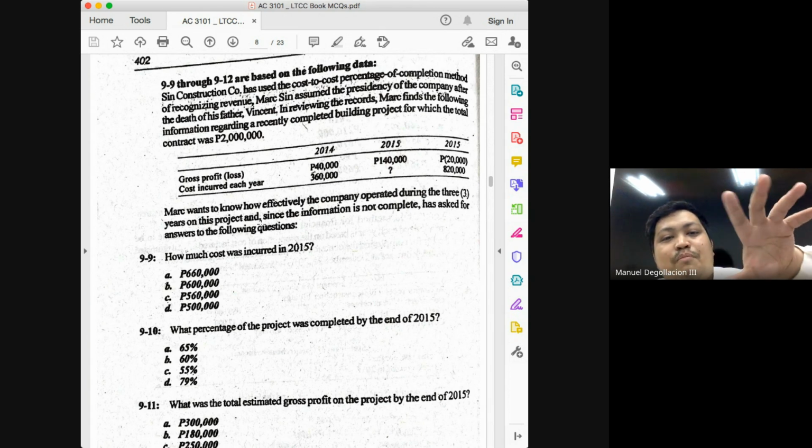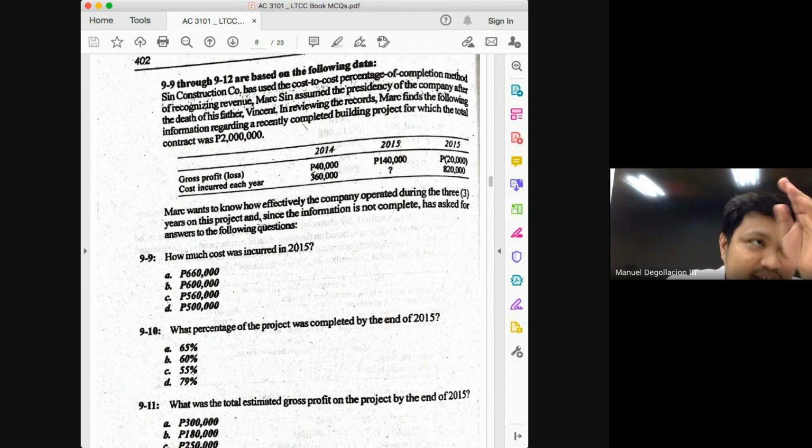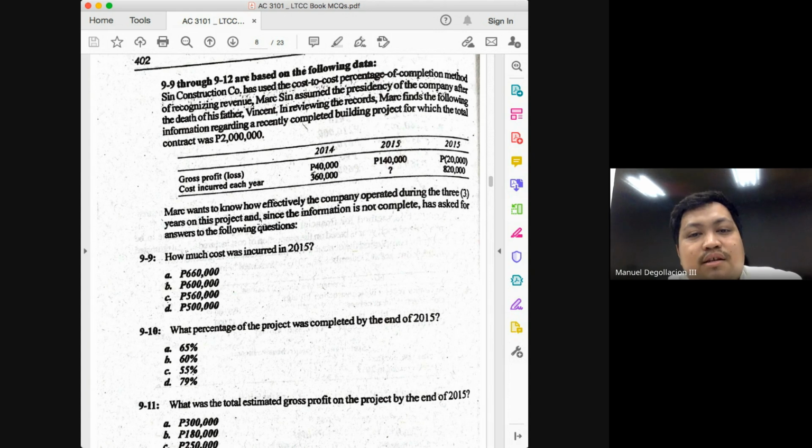Okay, class, compute for your cumulative profit in 2016. It's 160. Profit of 40 in year 1, profit of 140 in year 2, and then a loss of 20 in 2016, for a cumulative amount of 160. Since this is already completed, class, then you deduct the 160 from the 2 million. That will give you the total cost of the project. How much is 2 million minus 160? 1,840,000. Class, does everyone get the 160?